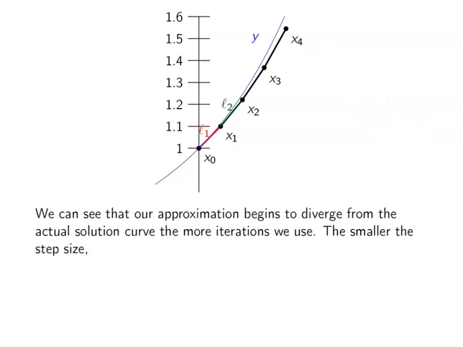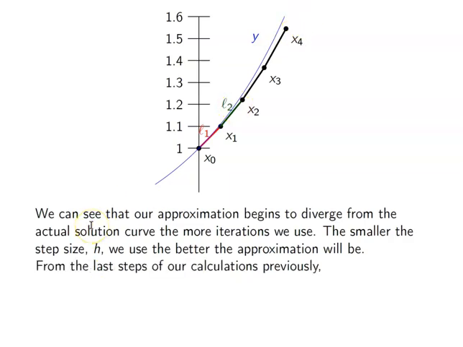Hopefully that makes sense to you. If not, go ahead and pause it, rewind it, listen to it one more time. It's okay, right? So we see that our approximation begins to diverge from the actual solution curve the more iterations that we have. The smaller the step size, the smaller the size of h, that's 0.1 in our case, then the better our approximation is actually going to be, right?